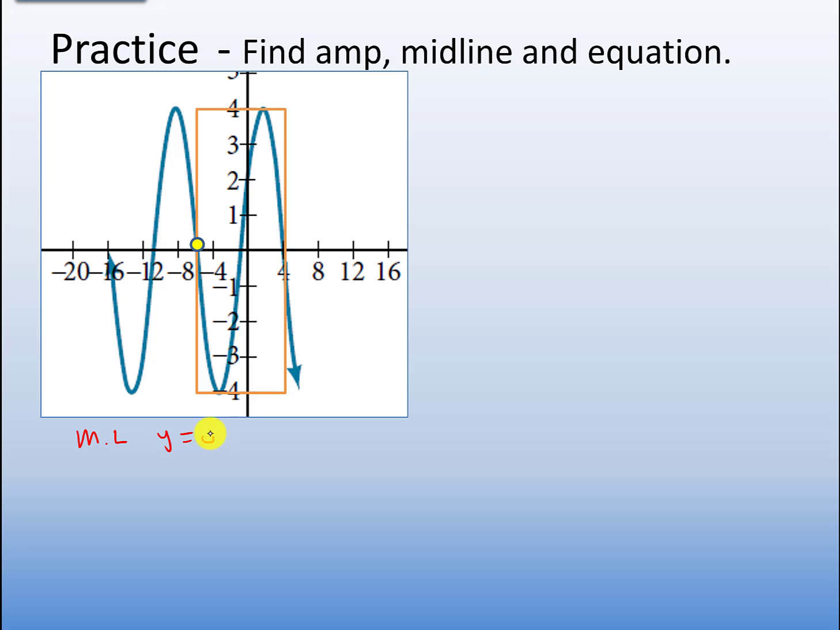That's dead center, y equals 0. So we got a midline here. That makes that easy. That means vertical shift equals 0. Done. Let's find the amplitude. Amplitude is from the middle up to the top, which is 4 units.